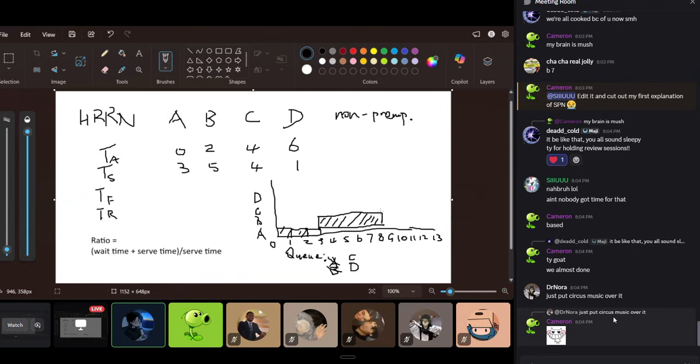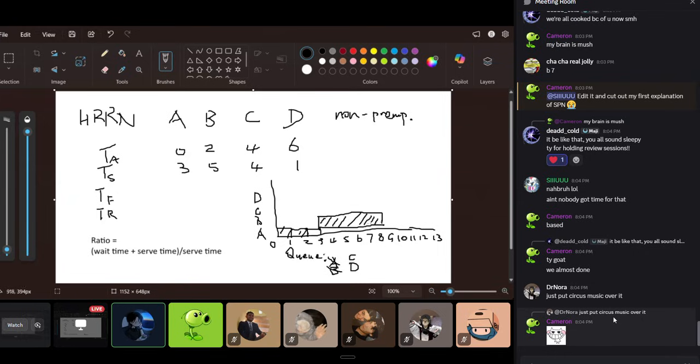So now at time 8, we need to calculate the ratio for C and D, okay? And whichever has the higher ratio, hence the name highest response ratio next, gets to run next. So how do we calculate this? We need the wait time plus the service time, divided by the service time. So how do you calculate the wait time?